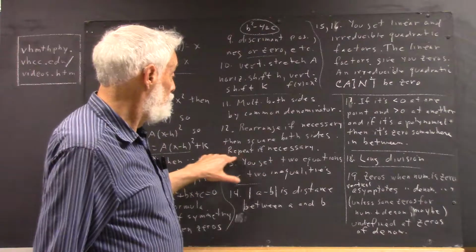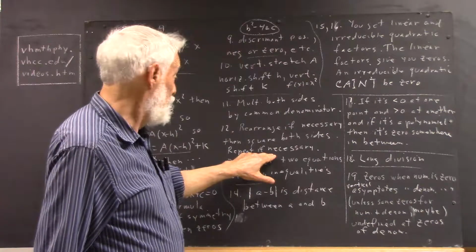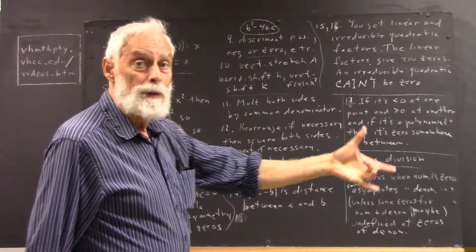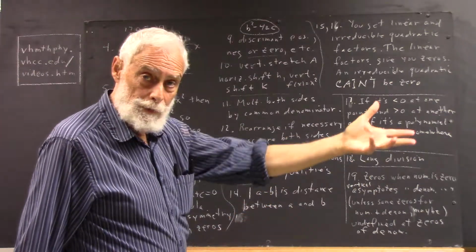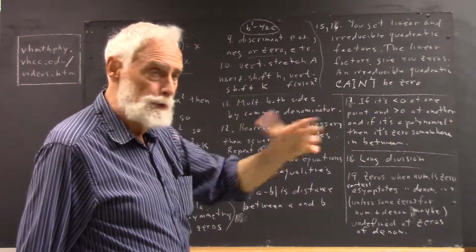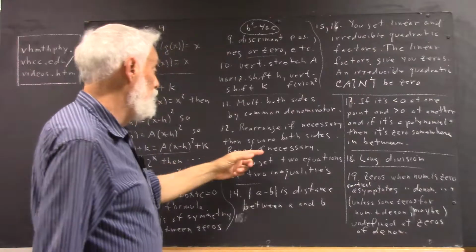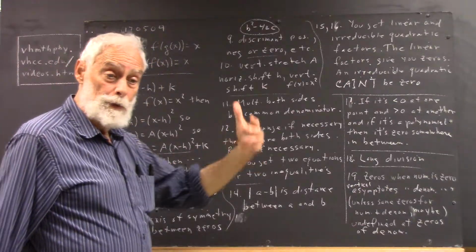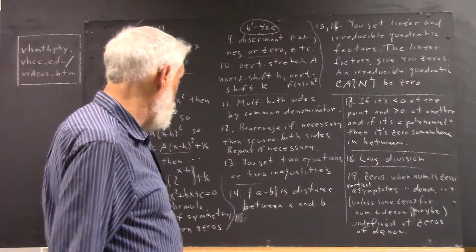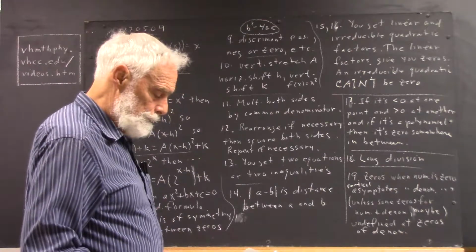Okay? If you do, you repeat. That is, you rearrange to where the square root is on one side and everything else is on the other side, and you square it and you get rid of that square root. Now, that still might give you a square root, so you repeat until you don't have any more square roots. Okay. Number 13.